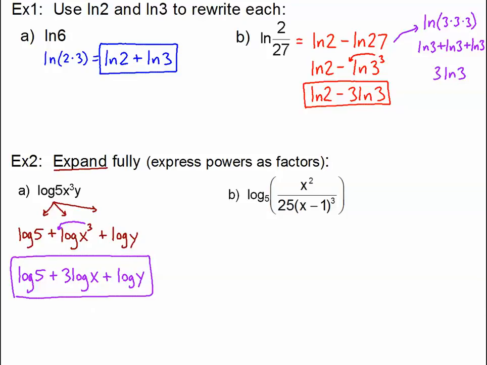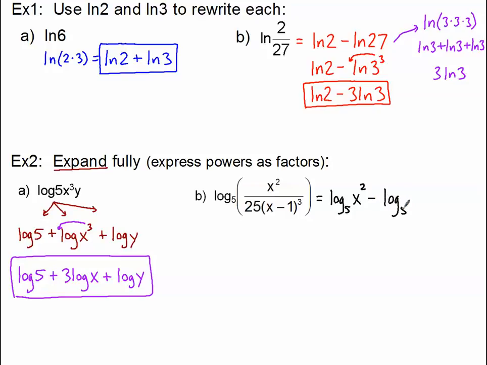Let's look at B. A little bit trickier, a lot of things going on here. The first thing I might want to do is move it over a little bit. The first thing I'm going to use is my quotient property because I have a big fraction, so I'm going to do that. I'm going to write the log base 5 of my numerator, take away the log base 5 of my denominator, 25 times (x minus 1) cubed. That's going to be my first thing.